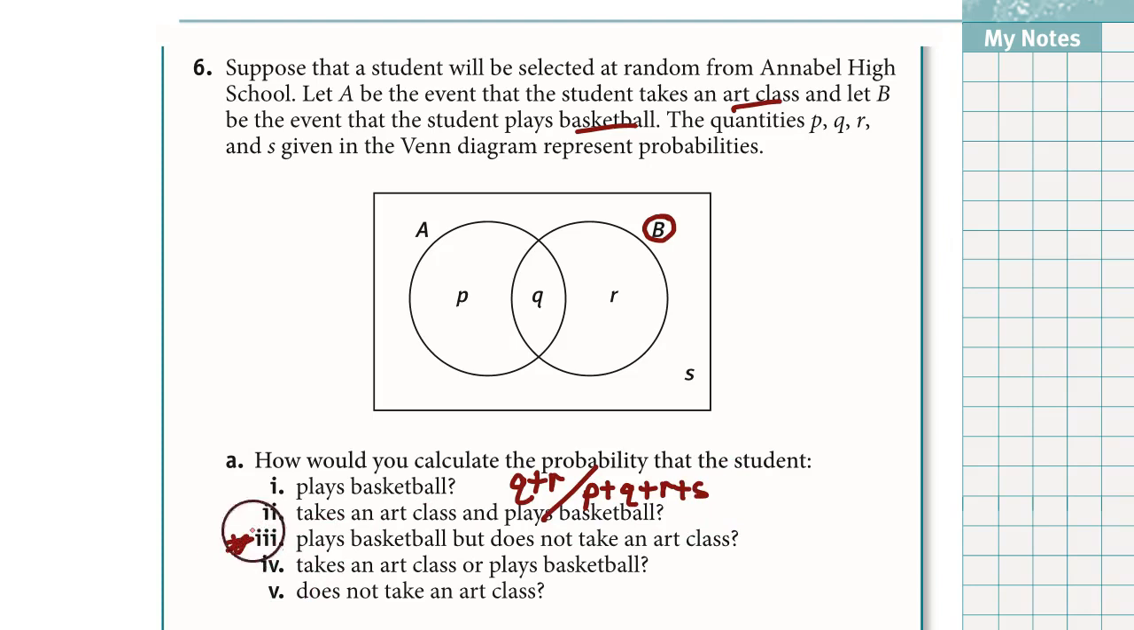Skip to question 3. What's the probability the student plays basketball but does not take art? This time we don't want to include Q in our answer because Q is in the art circle as well as the basketball circle. Our answer would be R divided by the total. And again, the total would be P plus Q plus R plus S.